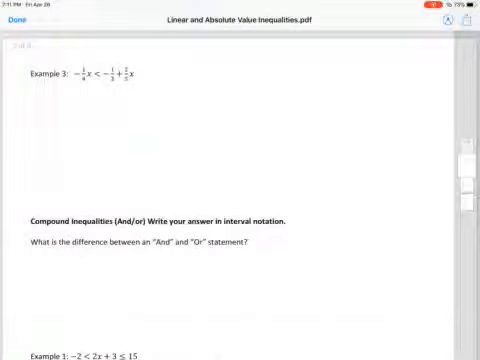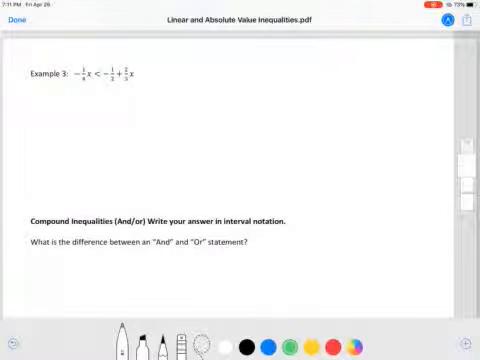Okay, last example. This is a linear inequality. I see the inequality, so I know it's an inequality problem. And I know it's linear because all my x's have exponents of 1. And again, it has fractions. So first I want to try to clear the fractions.